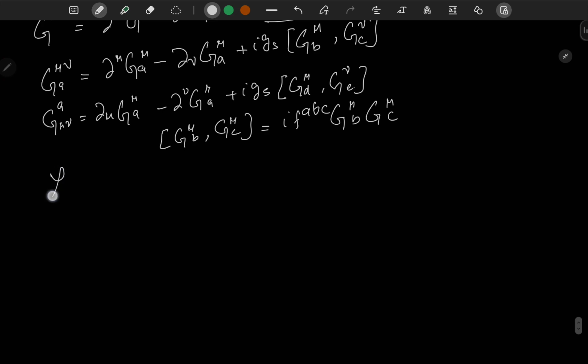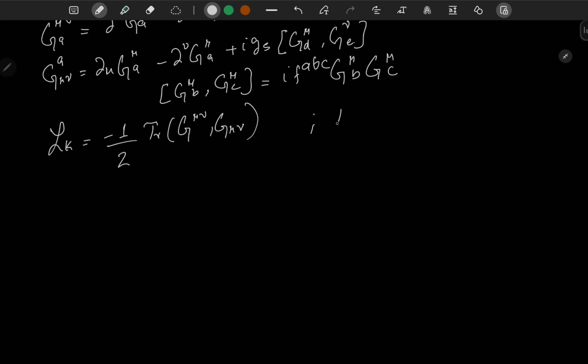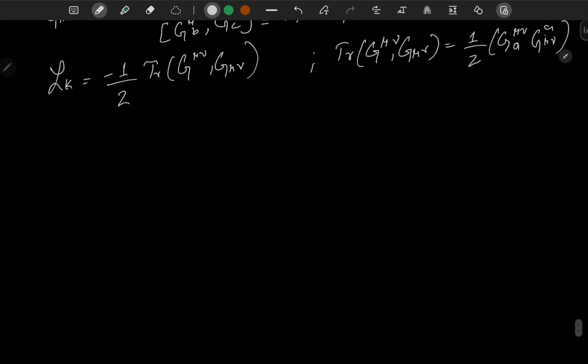Now the kinetic energy term will have this shape: trace of G_mu nu, which we already evaluated, and trace of G_mu nu is equal to half of G_mu nu A G_mu nu A.